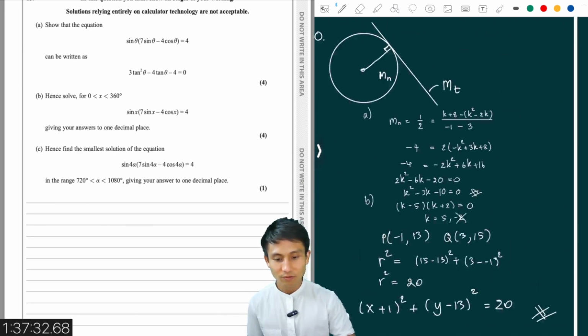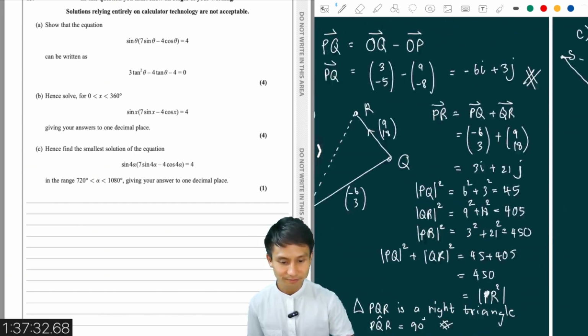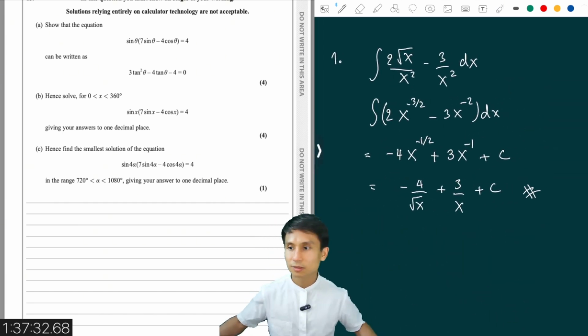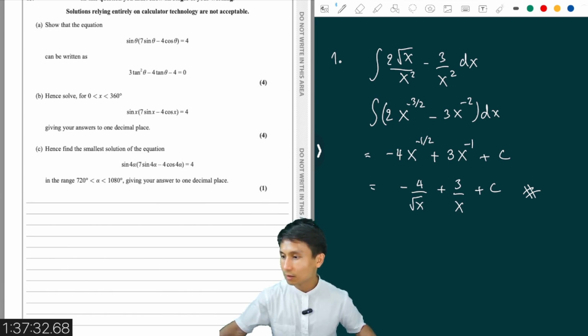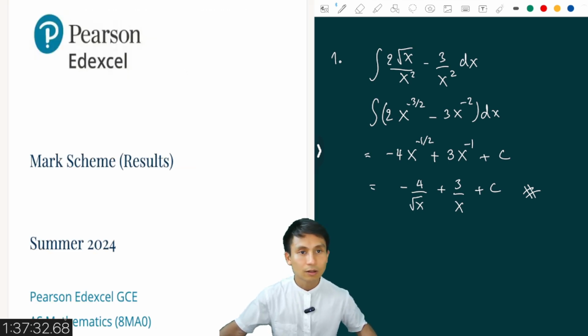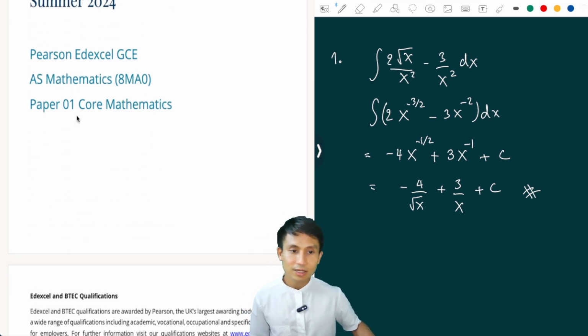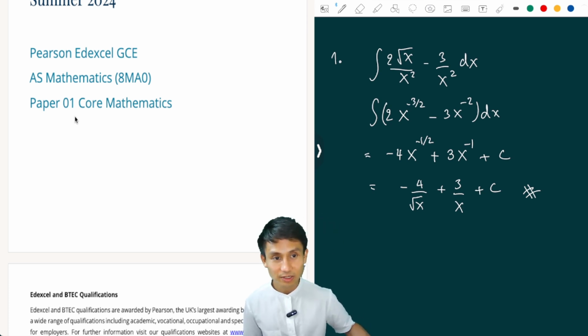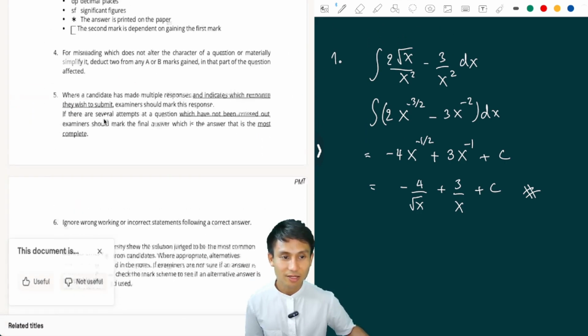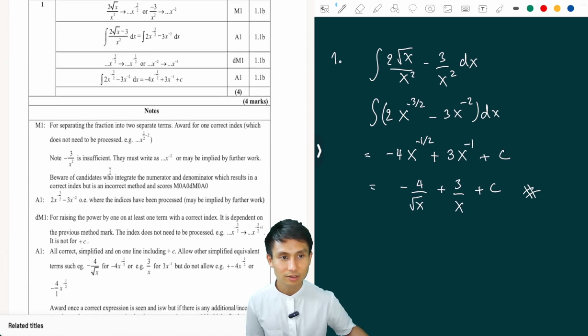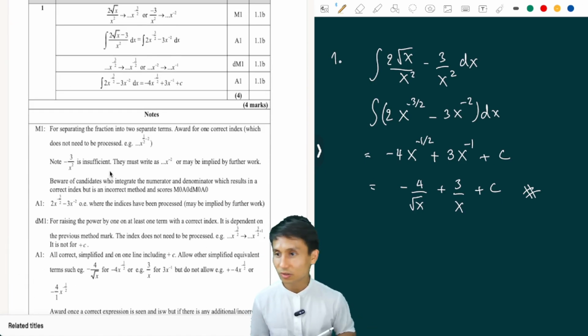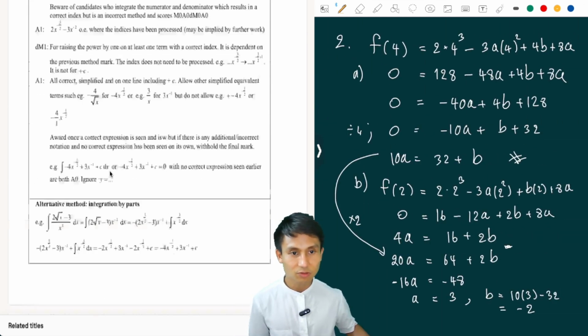So we're going to go from the first question and let's mark the paper. Okay, so here is the mark scheme for the 2024 syllabus AS Mathematics Pearson Edexcel 8MA0 paper. Okay, let's look at the first question. There you go. So I'm going to be using an orange color here. So that is right, that is right, that is right. Just going to be quick in marking it.